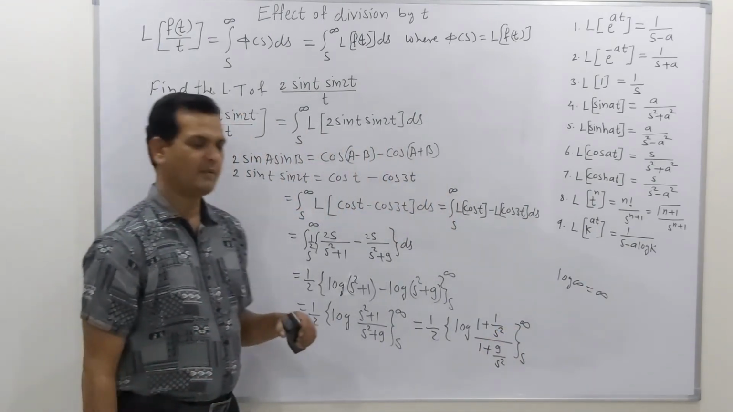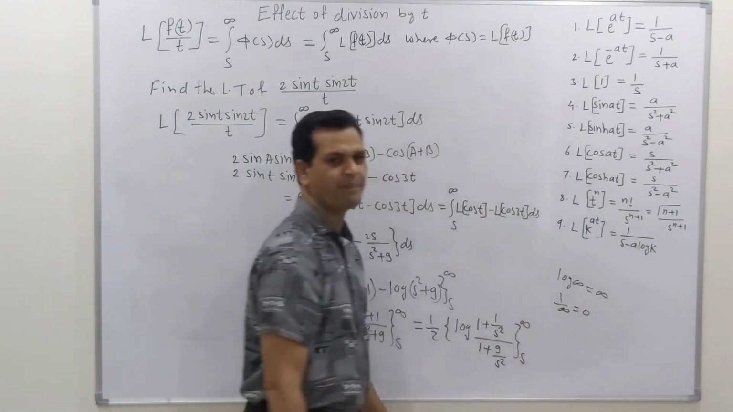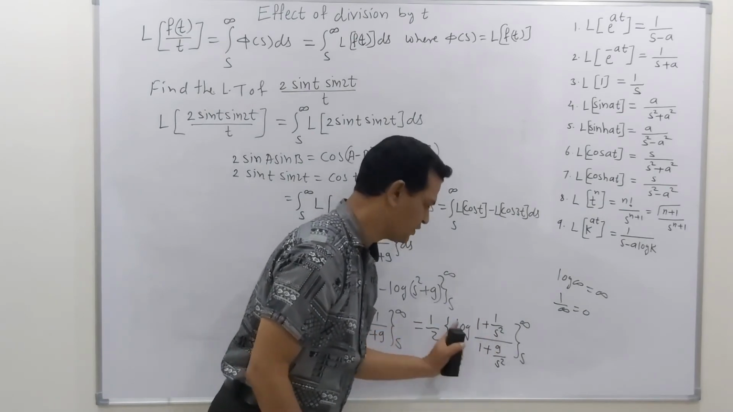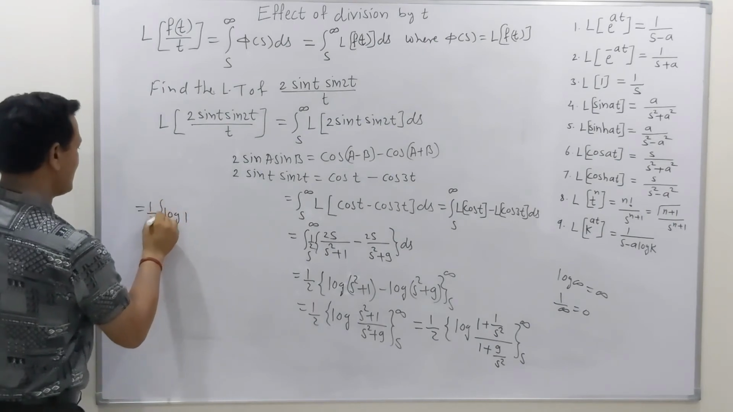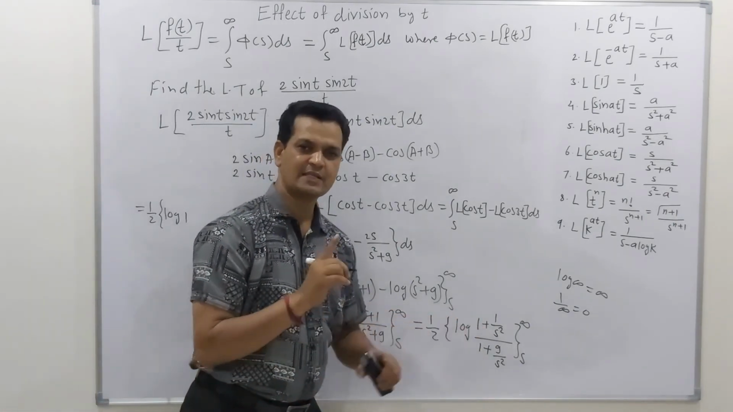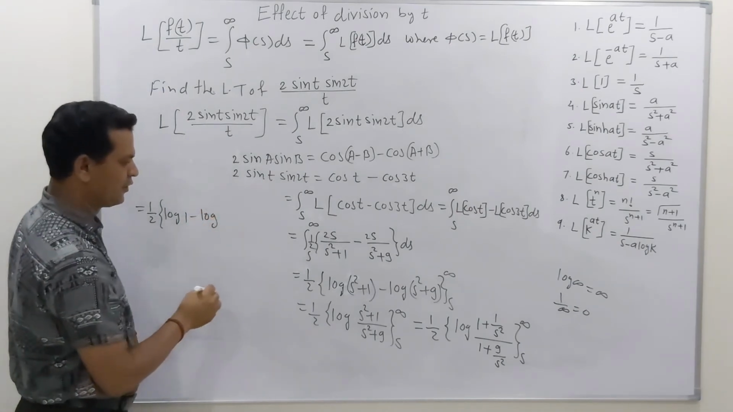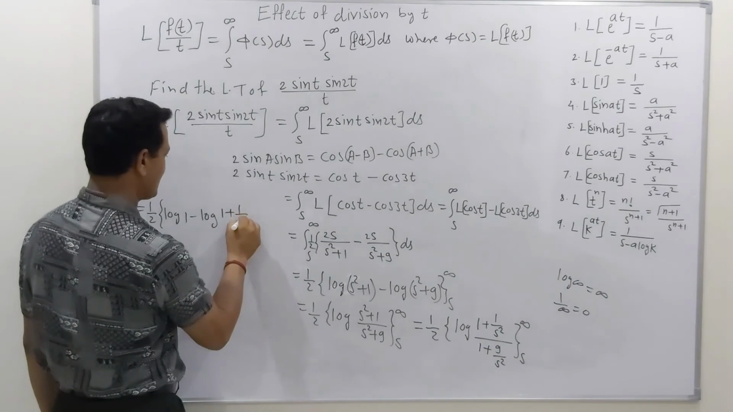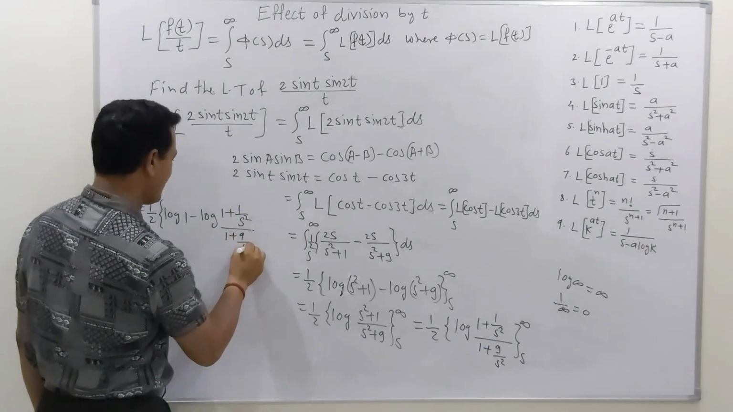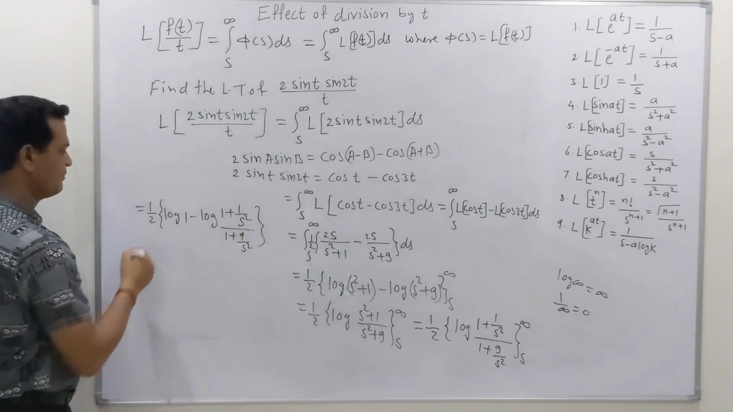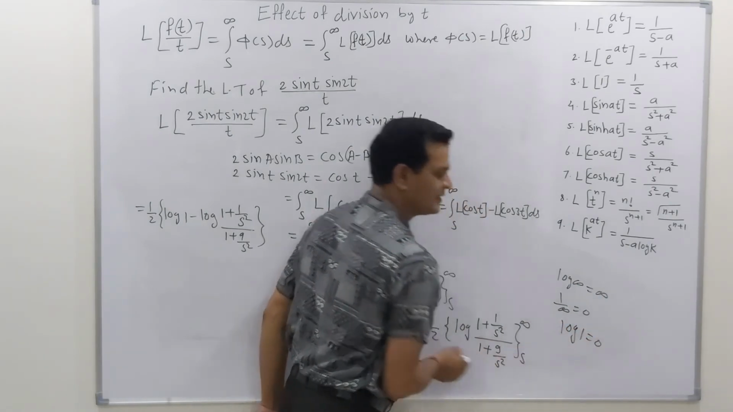Now if we put the value of upper limit, then this becomes 1 upon infinity. So value of 1 upon infinity is 0. So this term is 0, this term is 0. So we get the next step as 1 upon 2, then log of 1, because 1 upon 1 is 1. So answer is log of 1 minus, if we put the value of lower limit, then this becomes 1 plus 1 upon s square divided by 1 plus 9 upon s square. If we simplify this, then we know the value of log of 1. So value of log of 1 is 0.